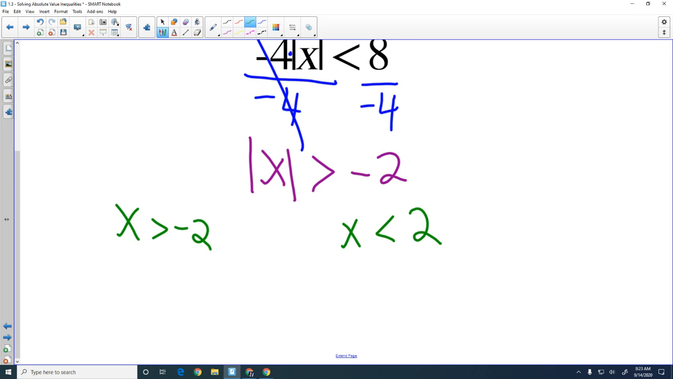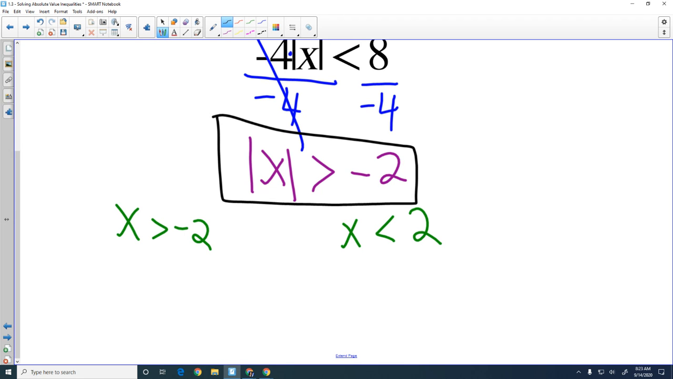Absolute value of x. Oh, this is a special case. I didn't even realize that when I wrote the problem. So there's something different here. If we look at this in purple, this says the absolute value of x is greater than negative 2. Hey, what happens when you take the absolute value of any number? It becomes positive. How many positive numbers do you know are greater than negative 2? Are there many positive numbers that are bigger than negative 2? All of them, right? So this is another special case.